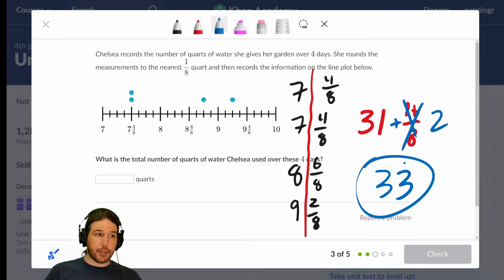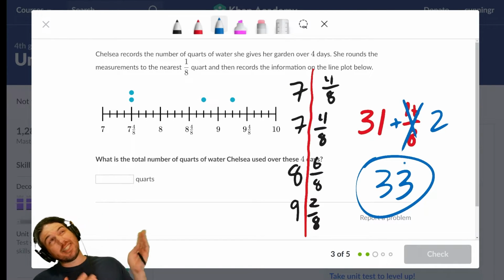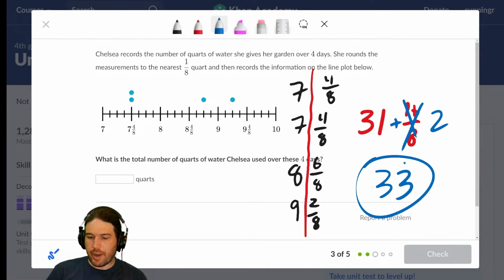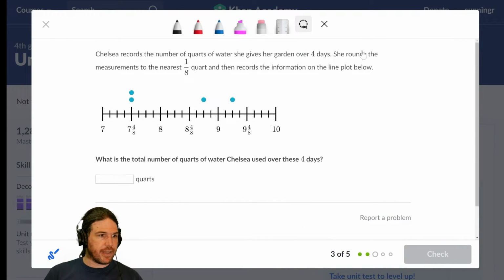I believe she used 33 quarts of water all told. Looking at the graph, does that make sense? Seems about right to me. I believe the answer is 33 quarts.